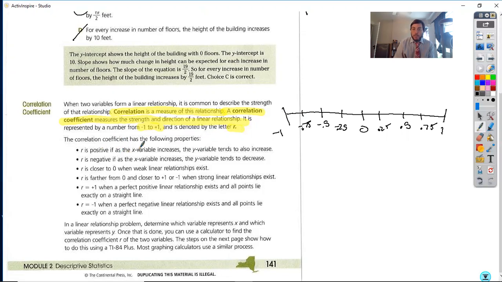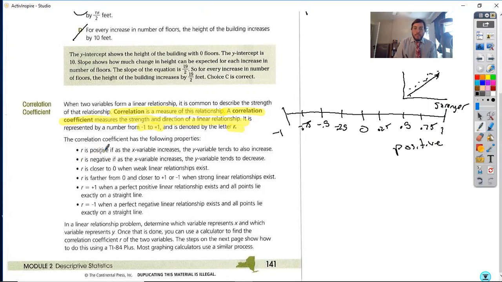So if the R is positive, then it shows that as the X variable increases, the Y variable also increases. This is also similar to a slope, but if we're positive, then our data should be generally going up in that direction. The closer together our dots are to forming a straight line, the stronger the relationship. So as you get closer to 1, it's stronger, and on this side, it's all positive.